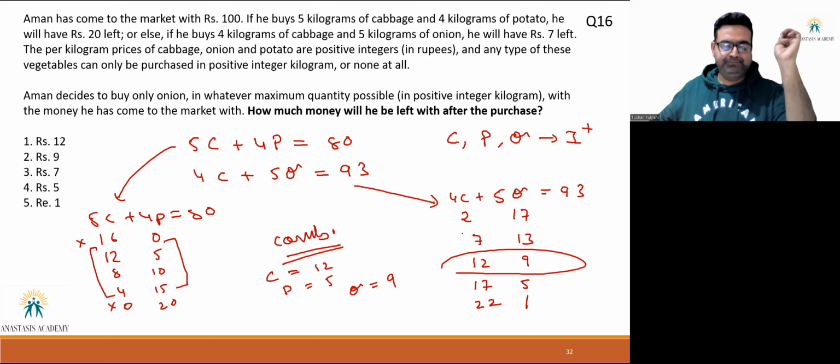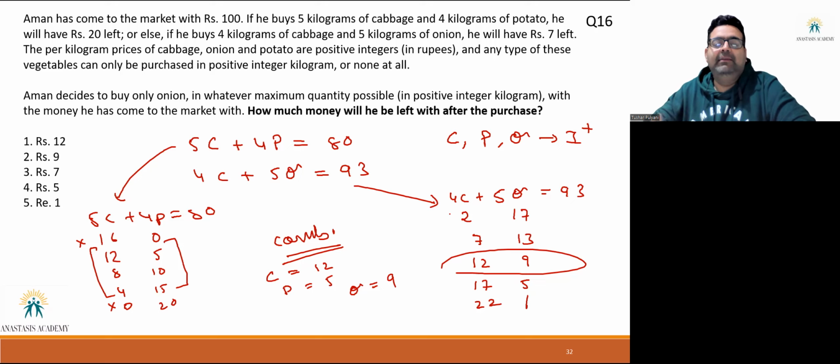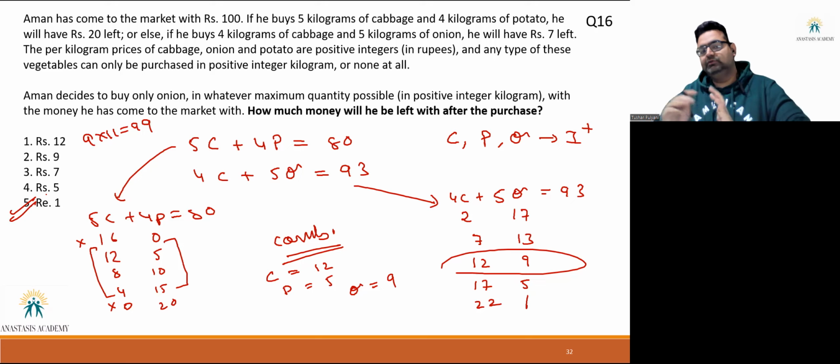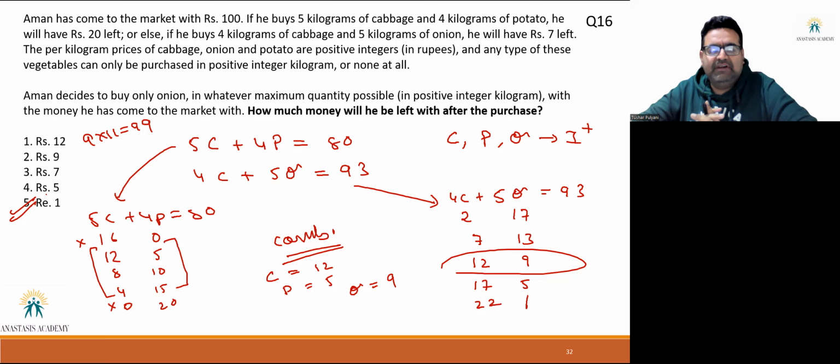Now they ask how much money will be left by buying the maximum quantity of onions. So if my onion is 9 rupees per kg, I can buy 11 kgs and spend 99 rupees, leaving me with only 1 rupee. Right. So an interesting problem. There was some bit of effort, but since we have all done finding integral solutions in the class, just finding the integral solutions of 2 equations to get the answer was not that much of an effort, right?